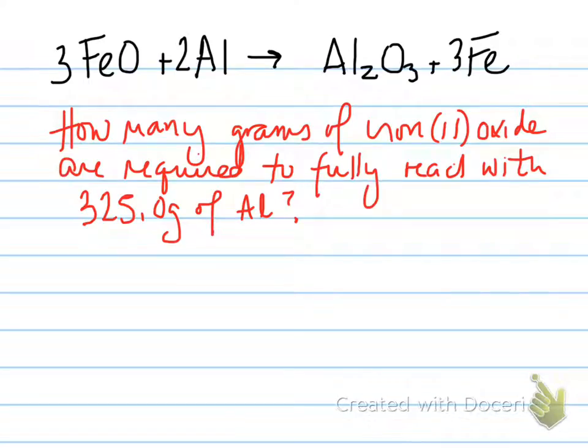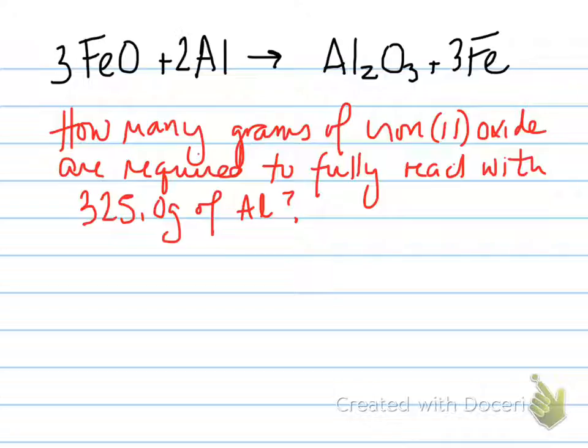Okay. So we're still dealing with thermite. How many grams of iron 2 oxide are required to fully react with 325 grams of aluminum? So we have compared reactants and products, products and reactants. This is a little bit different, though it's really not, because you're comparing two of the reactants. How many grams of this do you need if you want to fully react this many grams of the other thing? It's really the same in that you're just going through the steps.